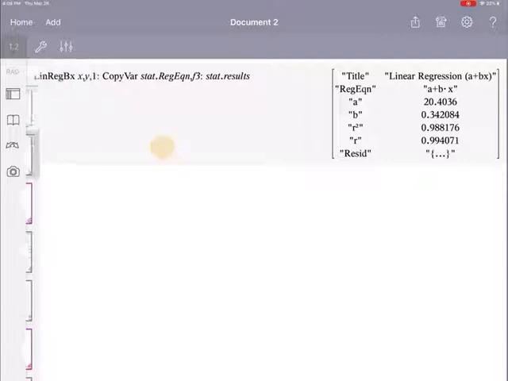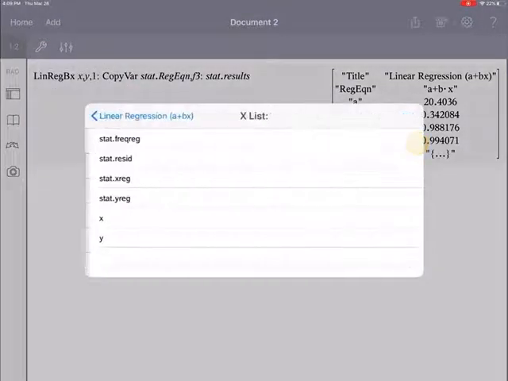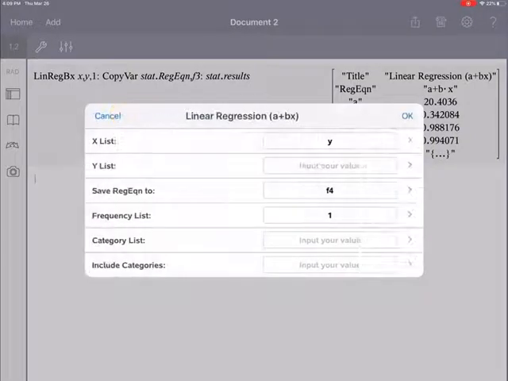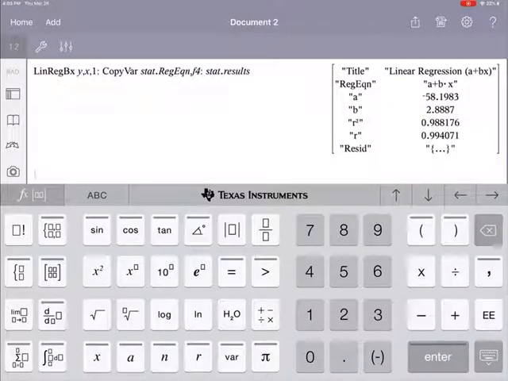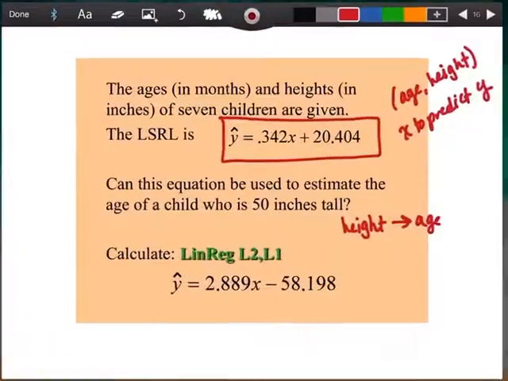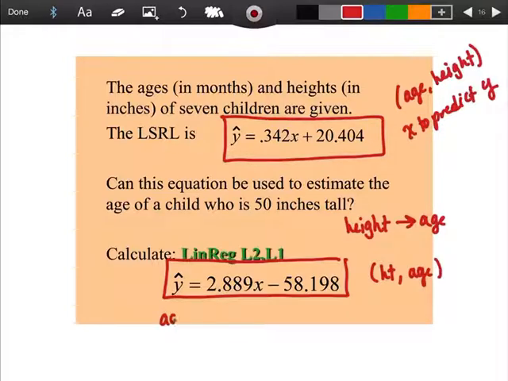To do that, we just go back to our calculator. But now when we select our regression equation on our calculator, we switch our inputs and our outputs. We switch X and Y, and we'll notice that we get a brand new regression equation. Remember, your R value does not matter what you call your input and your output. However, your regression equation is very different. This is the equation that I would use if I wanted to input height and get an output of age.